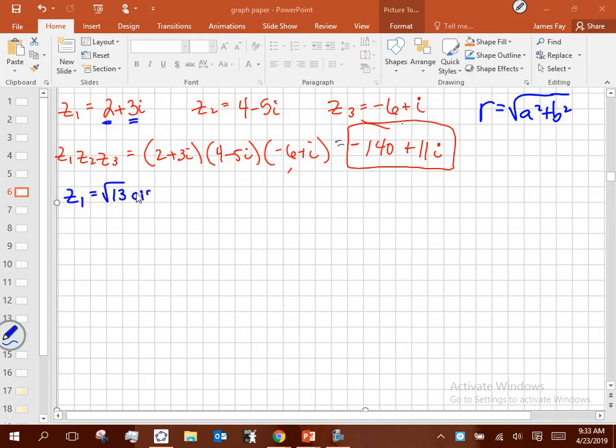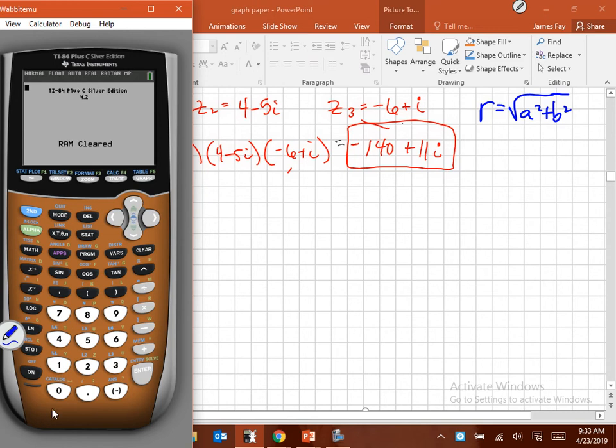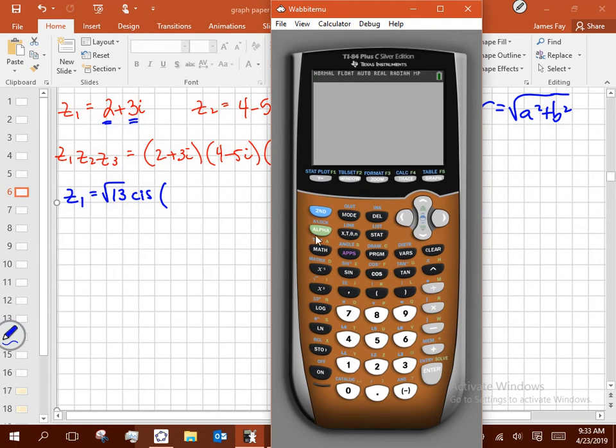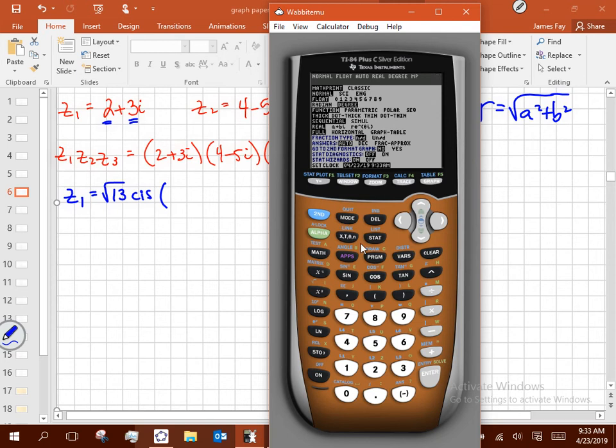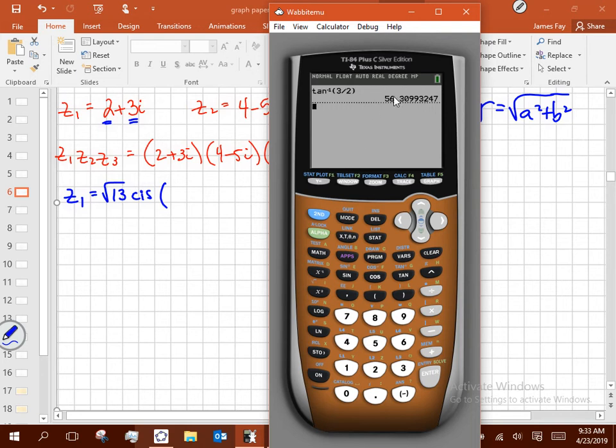And it'll be cis. Now, finding theta for that is kind of a pain in the butt. You're going to need to take your calculator and go to second tangent of b divided by a. B is 3, a is 2. Make sure you're in the right mode. I'm going to use degrees. Okay, so it gets 56.3099. It's ugly because it's not a 60 or a 30 or a 90 or a 45, right?